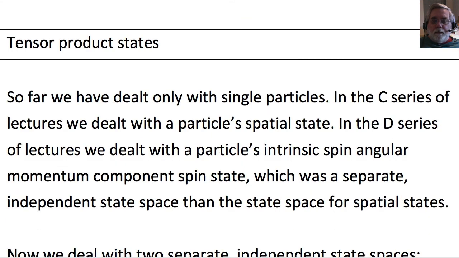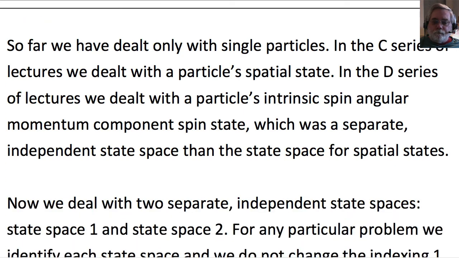Tensor product states. So far we've only dealt with single particles. In the C series of lectures we dealt with a particle's spatial state. In the D series of lectures we dealt with a particle's intrinsic spin angular momentum component in some direction, spin state, which was a separate independent state space than the state space for spatial states.